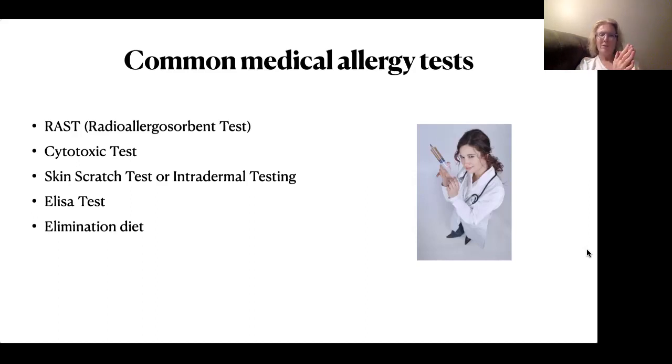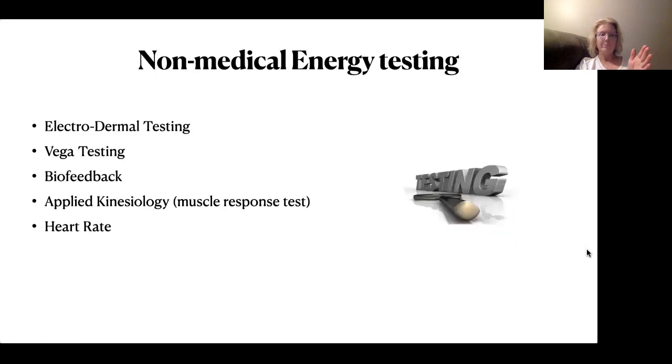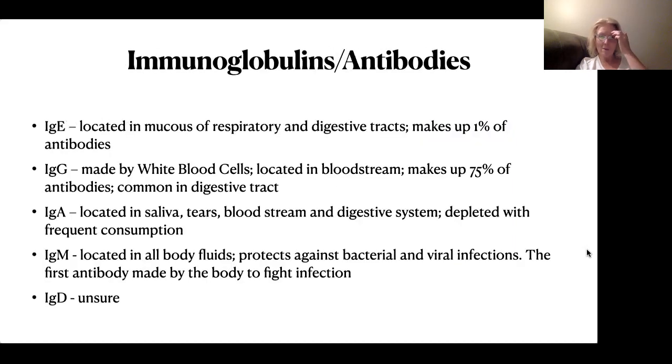So those are the different tests, and those are the different antibodies. Just something to be aware of. For example, IgE, there's only 1% in the body. So that's key to remember. If you're looking for food issues, it's not the main one. IgG is the main one. Okay. And I hope that helps.